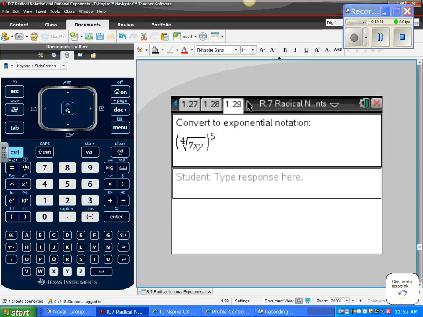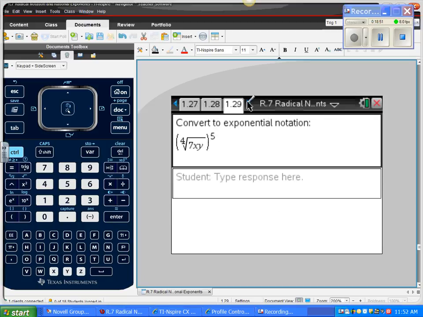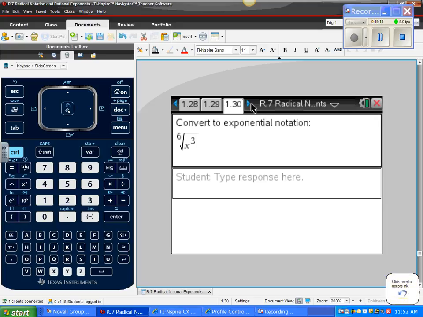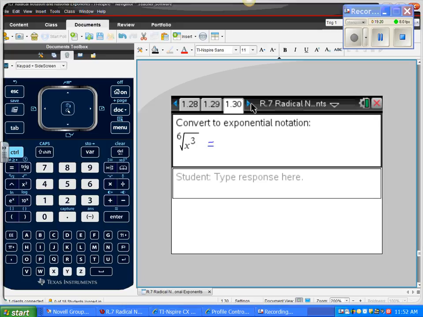All right, convert to exponential. So now we're going the other way around. Here's my index. Denominator is my index, and my numerator is the power. Now, notice that I put the 7xy in parentheses. That whole thing has to be in parentheses so that the 5/4 is included for the 7, the x, and the y. If you don't have the parentheses, it's incorrect. Okay, convert to exponential. Denominator is the index, numerator is the power.